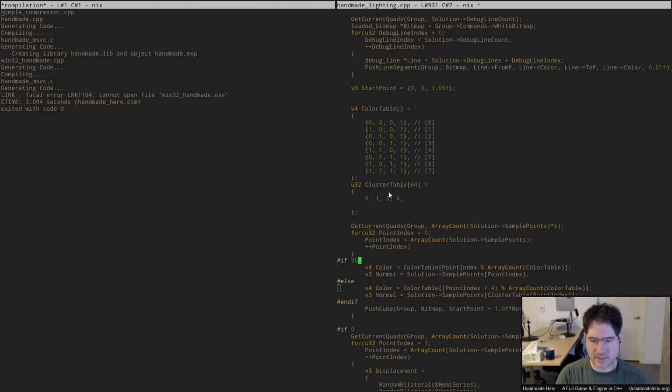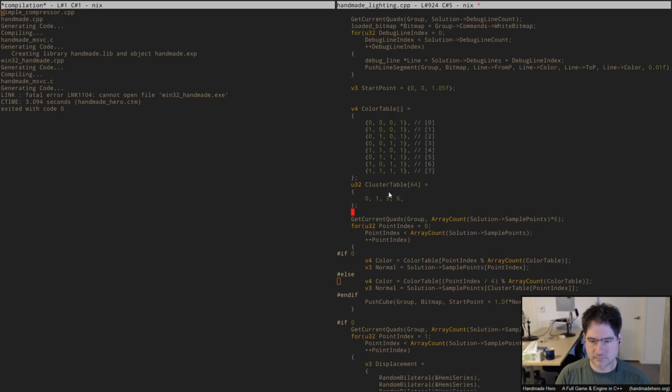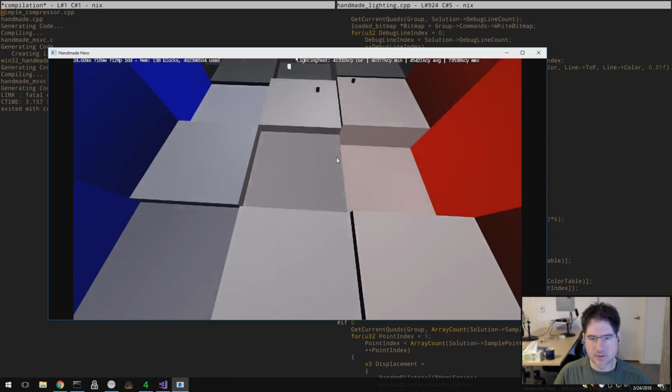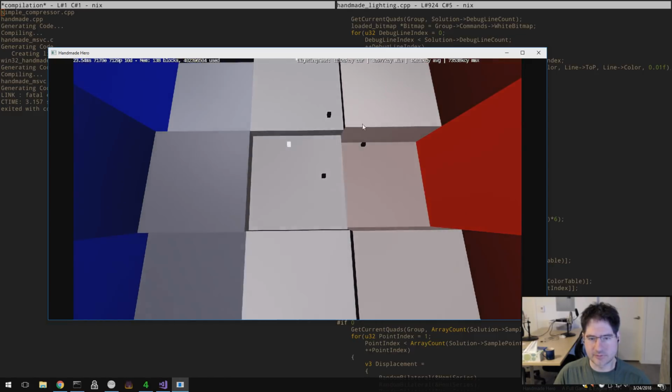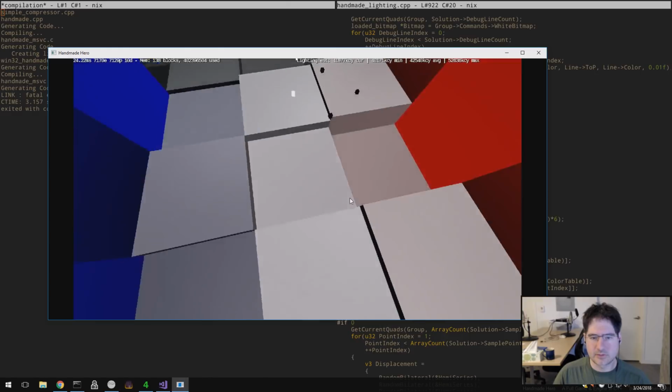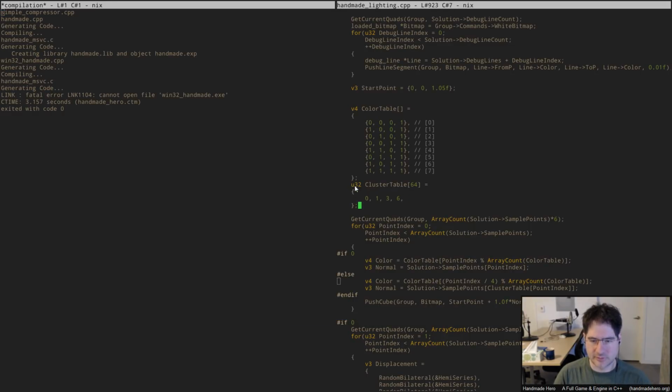So if I switch back now and look at that, there's my cluster, my first cluster. Why is that black though? Shouldn't be. Oh yes, black is correct. Never mind. So let's take a look at cluster number 2.